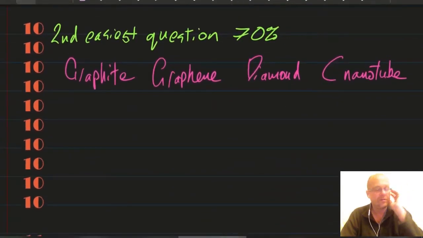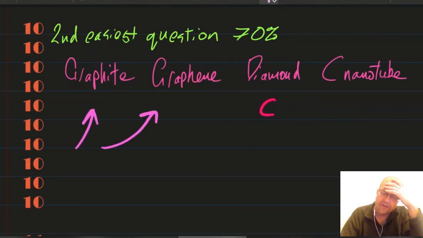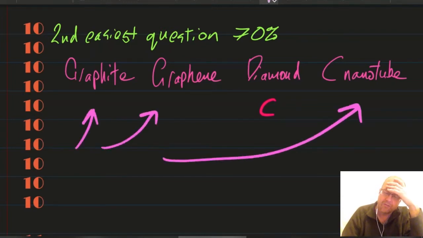10, the easiest question. Second easiest question. What doesn't conduct electricity very well? Okay, I can see the answer is diamond. That's the worst conductor. So what is it about graphite, graphene, and carbon nanotubes?